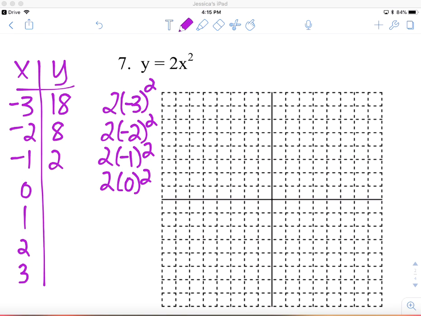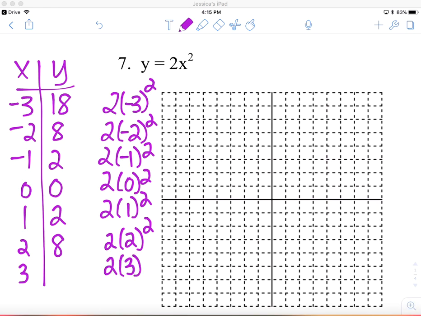0 squared is 0. 0 times 2 is 0. 1 squared is 1 times 2 is 2. 2 squared is 4 times 2 is 8. And 3 squared is 9. 9 times 2 is 18. I'm only going to plot what I can fit on this graph. So I have (0, 0), (1, 2), (-1, 2), (2, 8), and (-2, 8).